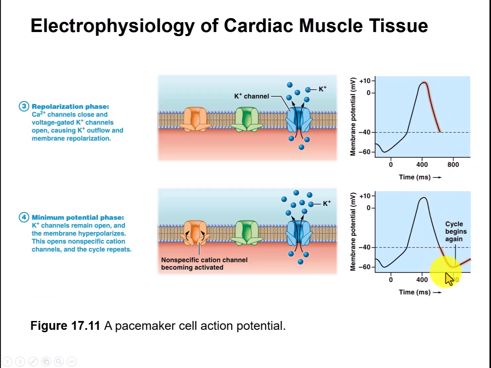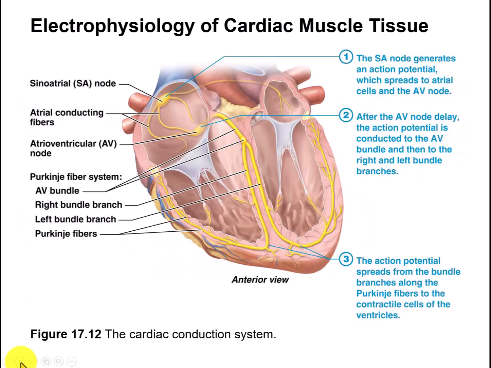Then our repolarization does the hyperpolarization and then comes back up. You'll see in a slide coming up that the time interval is much greater in our pacemaker cells and in our contractile cells than what we used to see in our skeletal muscle cells. We'll look at a comparison of that in just a few minutes. And so this cycle continues to repeat. Average heart rate is between 70 and 75 beats per minute.